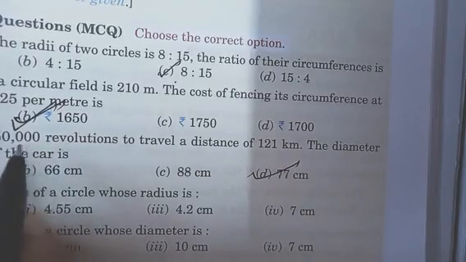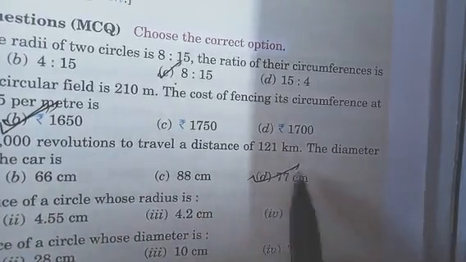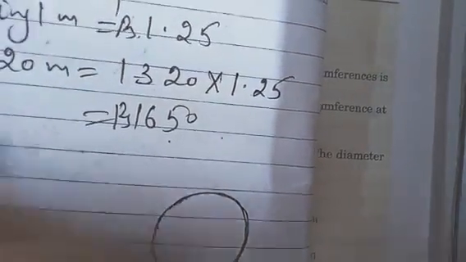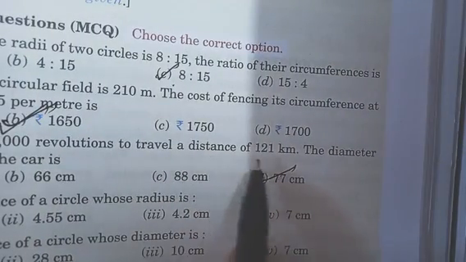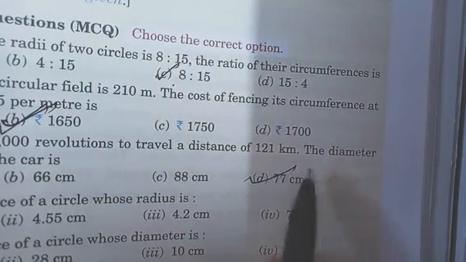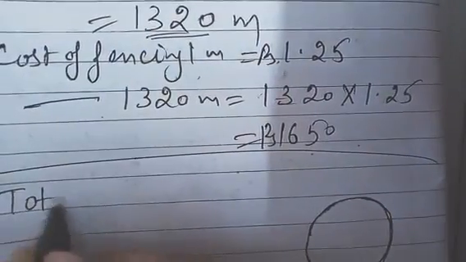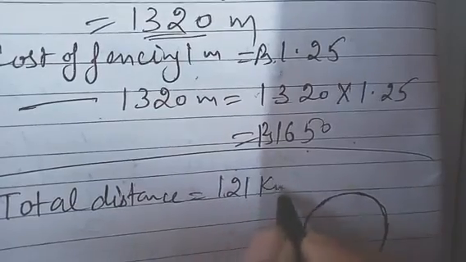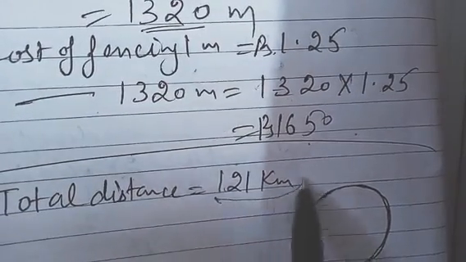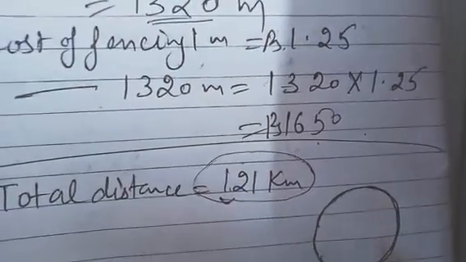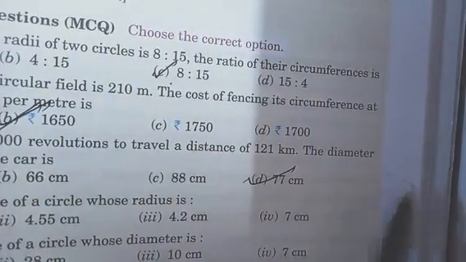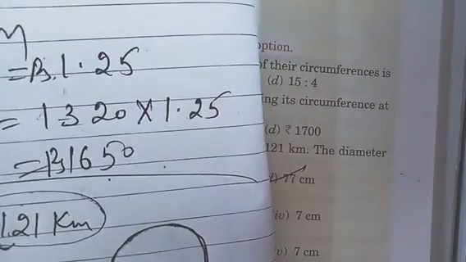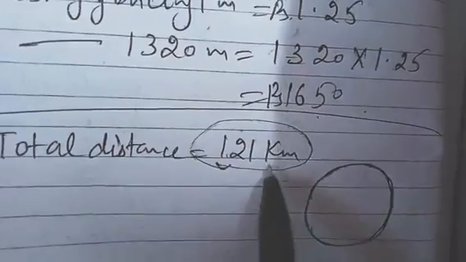Next, third MCQ. A car makes 50,000 revolutions, means the car is taking 50,000 rounds, to travel a distance of 121 kilometer. Means to travel the total distance of 121 kilometer, the car is taking 50,000 rounds. What we have to find is the diameter of the wheel of the car.